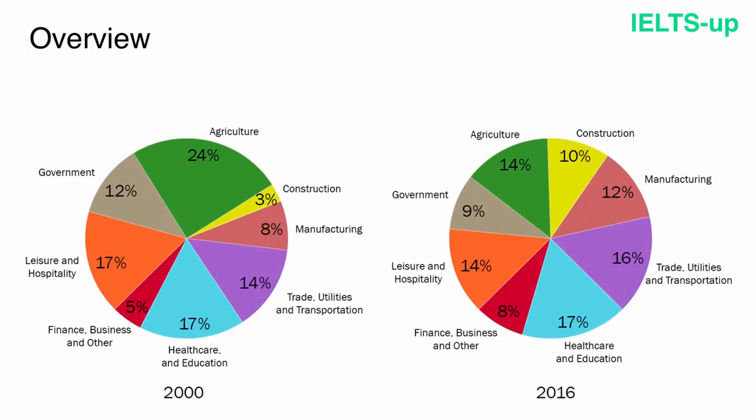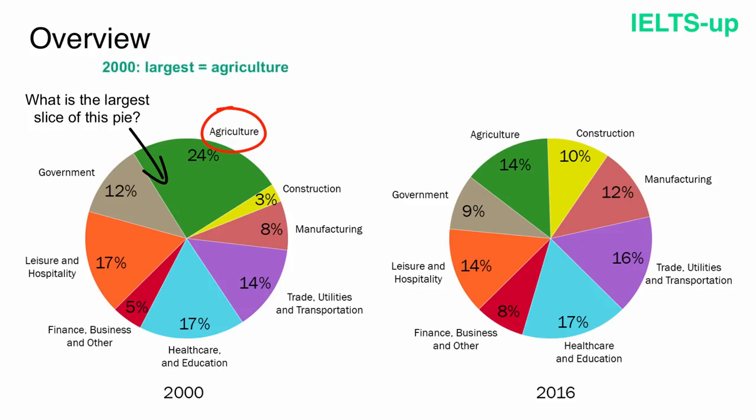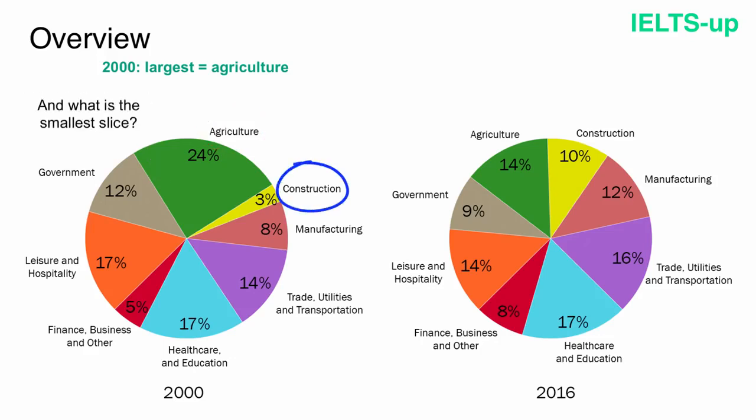Now let's look at each pie chart and find the key features. Our first pie chart depicts year 2000. What is the largest slice of this pie? Well, clearly it's agriculture. This means that agriculture was the biggest part of Turkey's economy in the year 2000. And what is the smallest slice? It is construction, only 3%. Any other segment of our pie chart is bigger than the construction. This means that our construction segment was the smallest part of Turkey's economy in 2000.